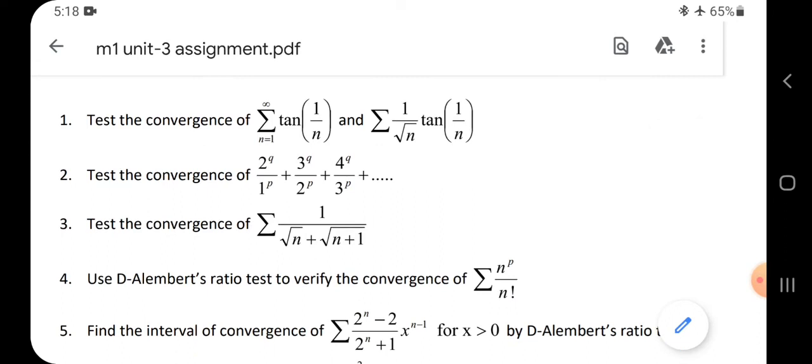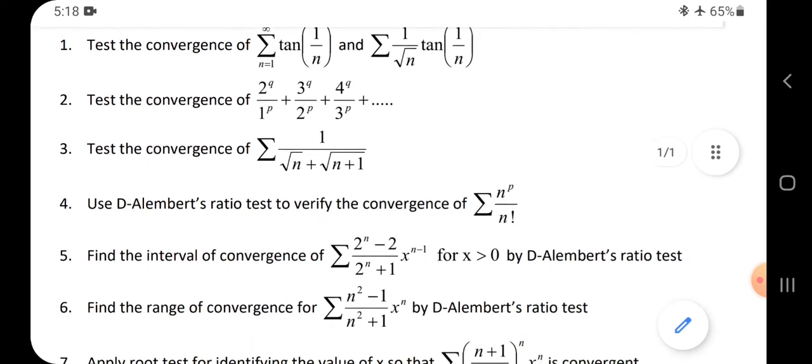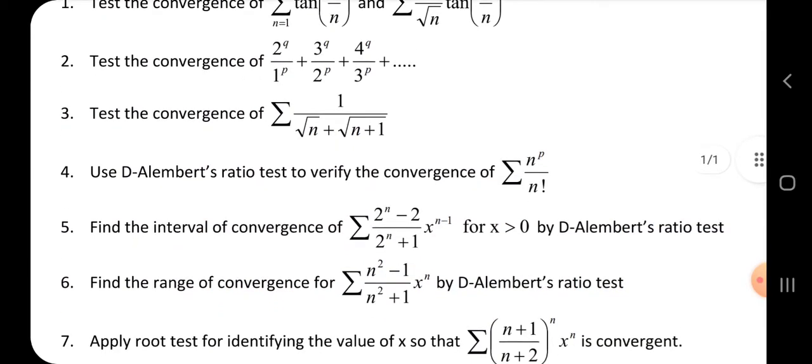So first problem, just look onto this. Second, third, name is mentioned for certain problems. In that case, you need to use definitely that particular method only.